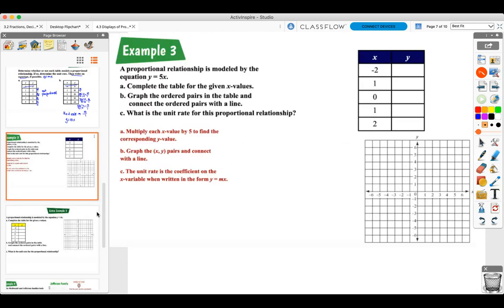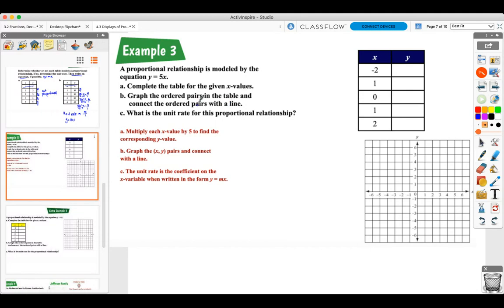All right, example 3. A proportional relationship is modeled by the equation y equals 5x. A, complete the table for each x value. B, graph the ordered pairs in the table and connect the ordered pairs with a line. So in the graph provided, I don't know why it's saying table. C, what is the unit rate for this proportional relationship?